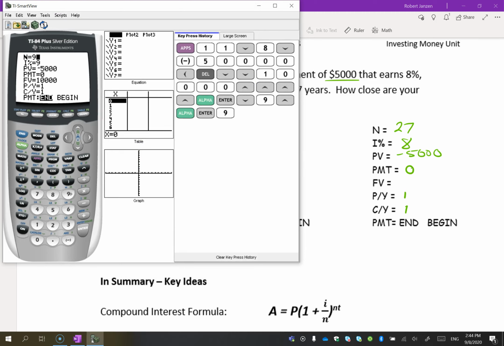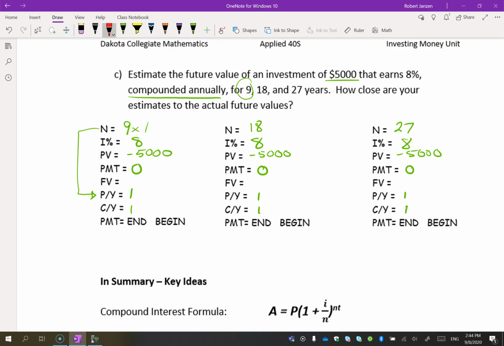Okay, so 9, 8%, it's a 5,000 investment. I don't know what this is; this is what we're going to try to find out. So let's go alpha, enter. $9,995.02. By the way, your answer, if it's in dollars, should be in dollars.